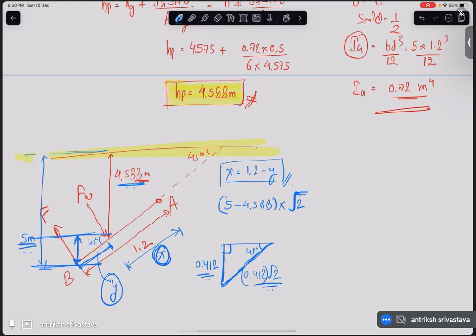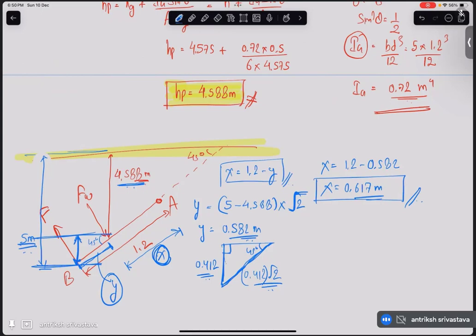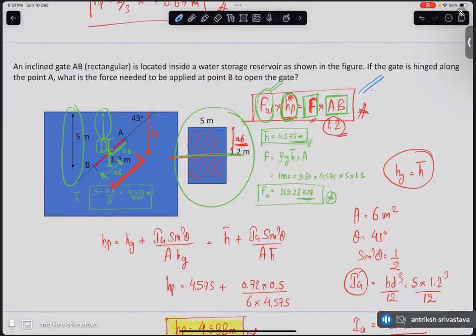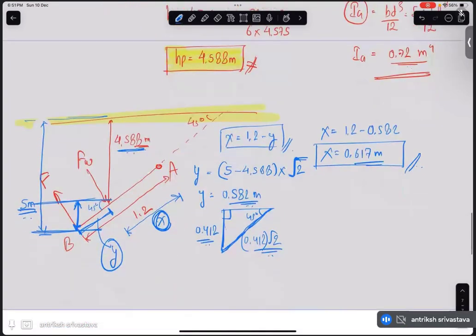Right? Because this is 90 degree. So our y value is nothing but 0.412 into root 2, that is 0.582 meters. So the x value is 1.2 minus 0.582, that is 0.617 meters. Now we know everything that we need to calculate our force that is required to lift up the gate about the point A by applying a force at point B.